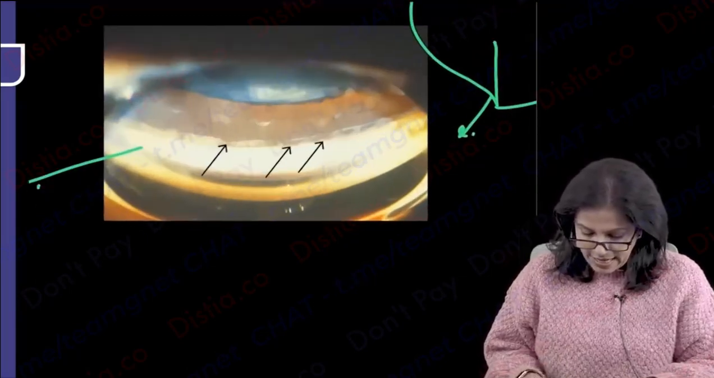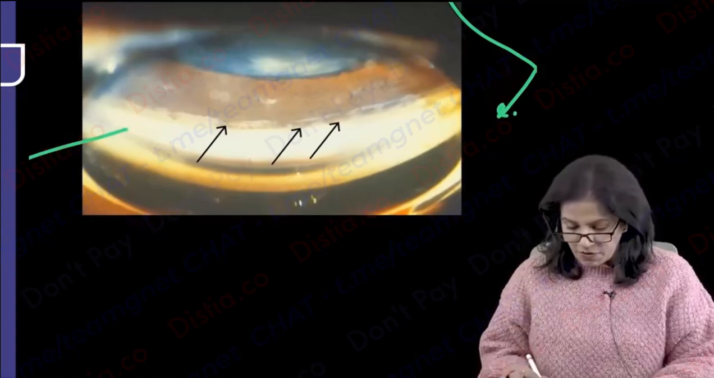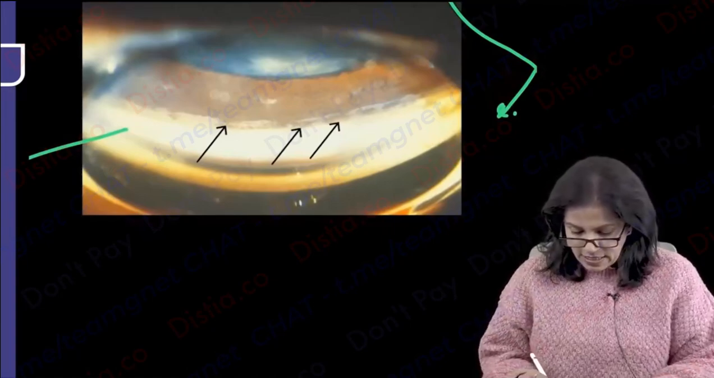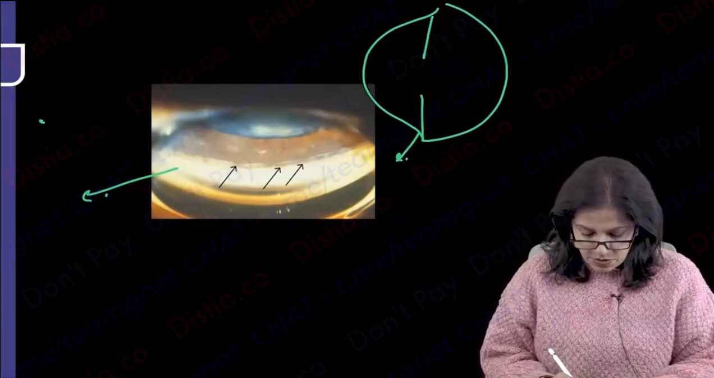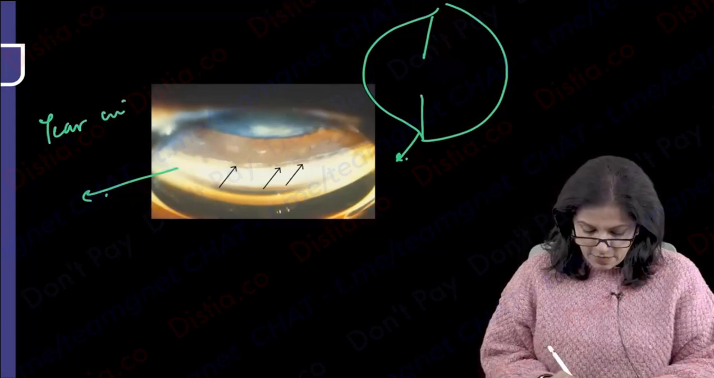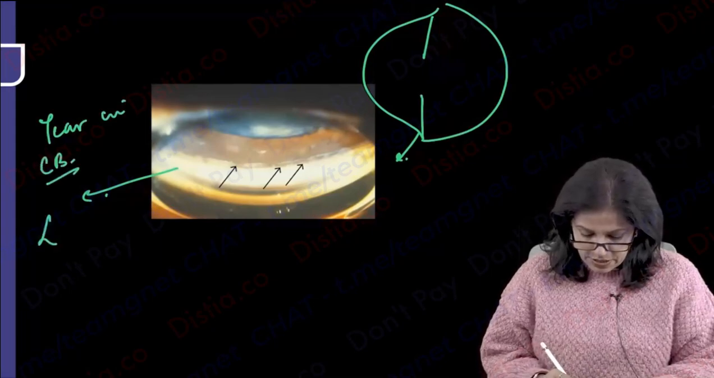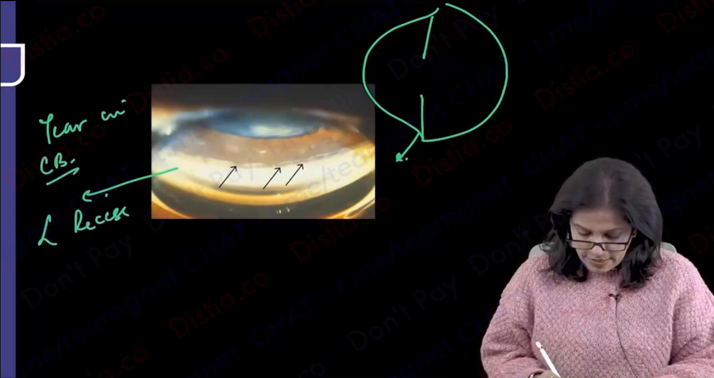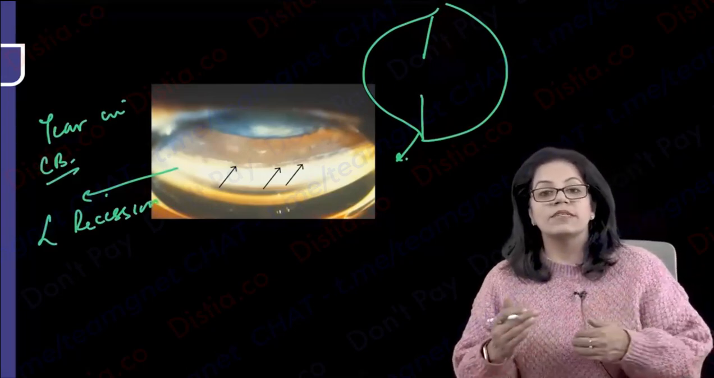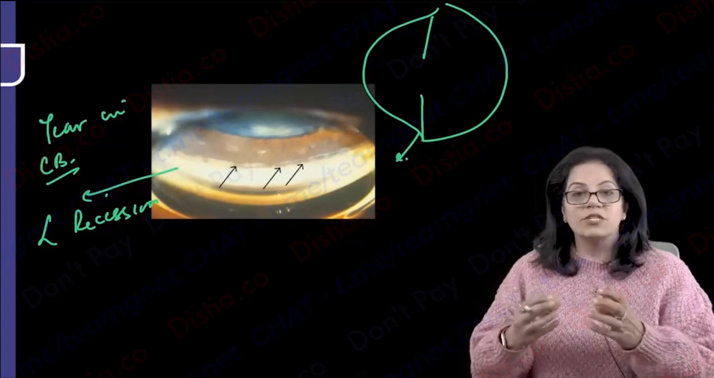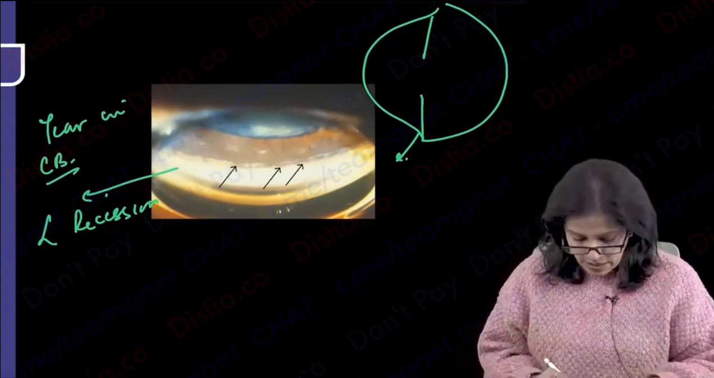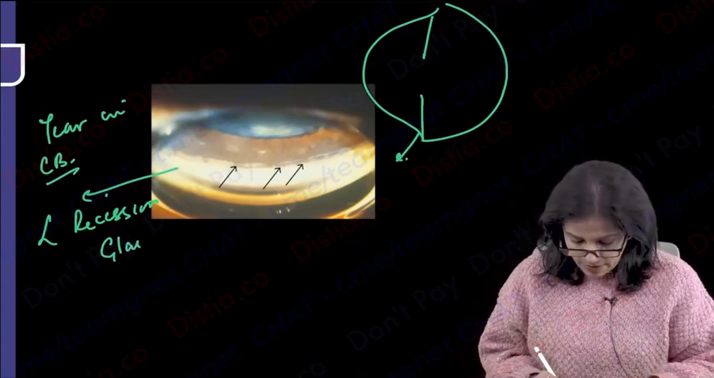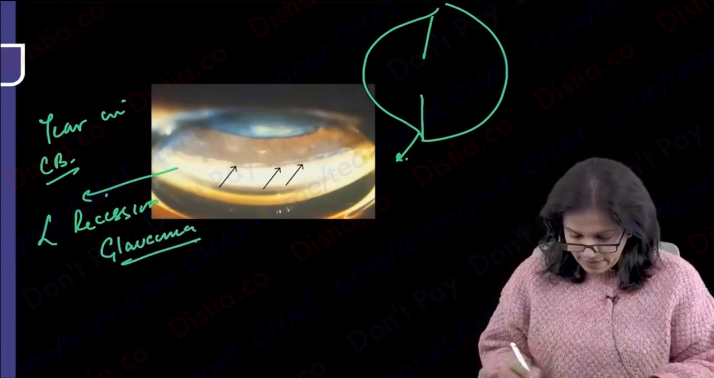So this slide is actually showing you through the gonioscopy. What we are seeing is, this is the angle recession glaucoma, right? So due to tear in ciliary body, what happens? This is angle recession glaucoma. Glaucoma is actually due to associated damage in the trabecular meshwork. But recession of the angle is happening due to the tear in the ciliary body. So angle recession glaucoma, right?